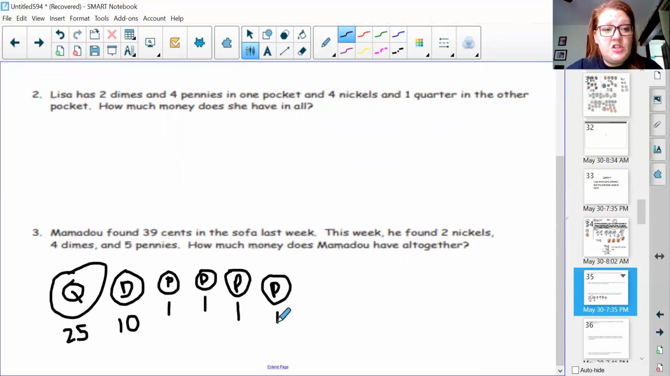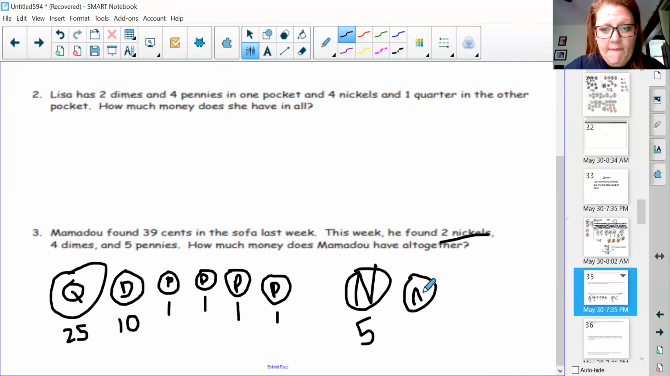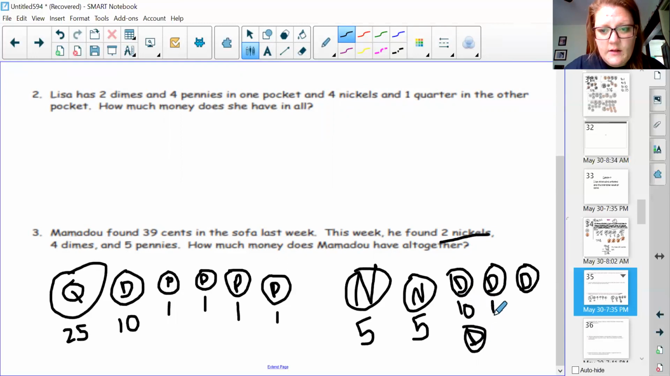This week, he found 2 nickels, 4 dimes, and 5 pennies. So I'm going to draw 2 nickels, and they are worth 5. 4 dimes, 1, 2, 3, 4, and I'm going to write the letter D in it for dime. And dimes are worth how much, guys? 10.